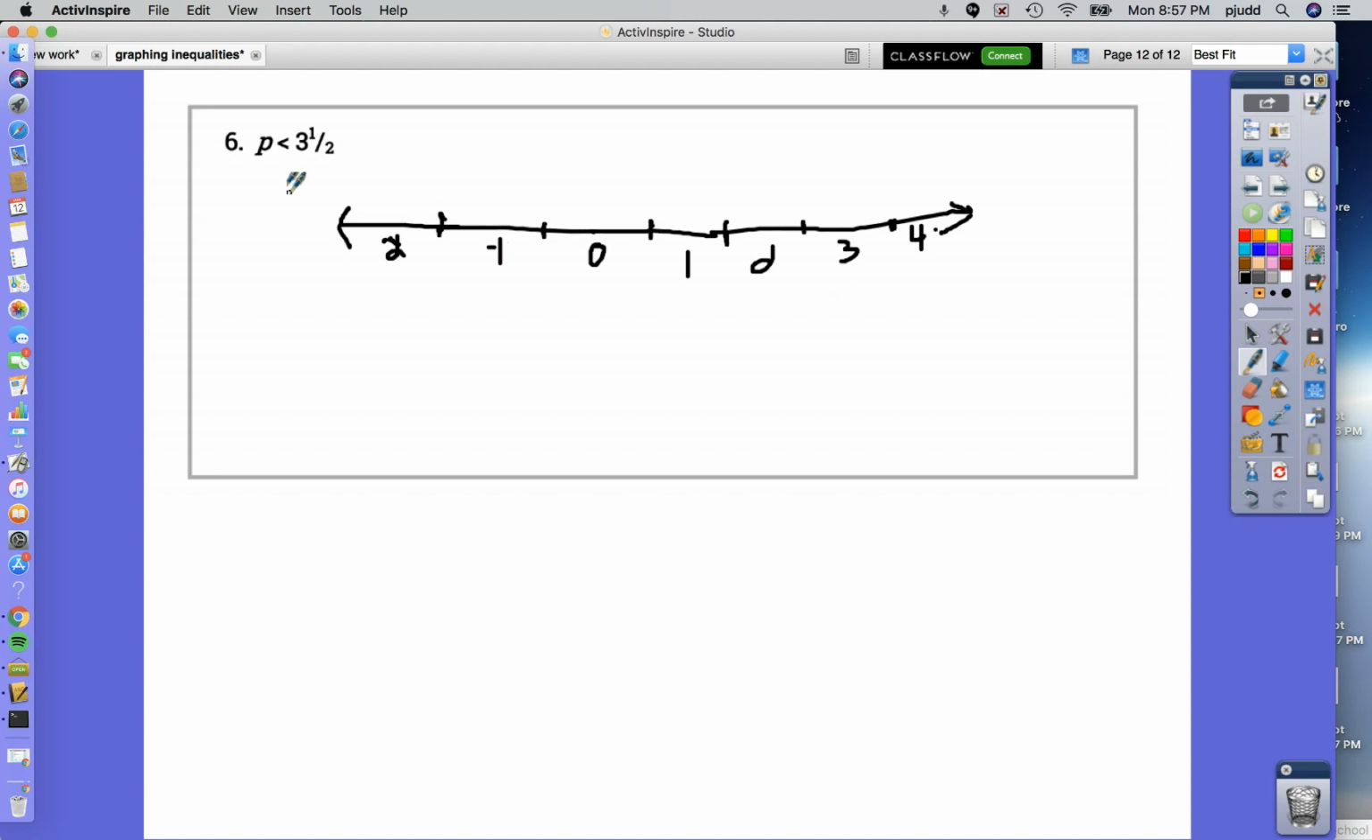Okay, so less than 3 1/2. Here's 3 1/2. And it's less than, so I'm going to the left. And this is going to remain an open circle. It does not include 3 1/2. It includes everything less than 3 1/2. Okay, so that's all of our work for today.